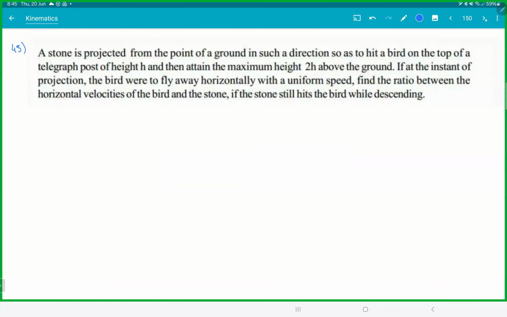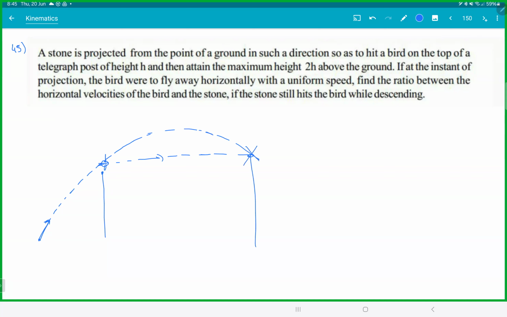Just to give an idea what is happening here. There is a pole here and there is a bird here. And you throw a stone at the bird. The moment you throw the stone, the bird also started flying. The stone goes like this, the bird is flying. The stone goes like this, the bird is flying. The stone comes and hits the bird here. Okay? That is the story about this thing.